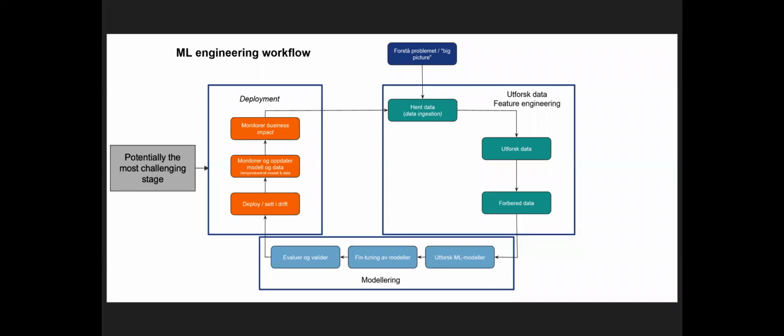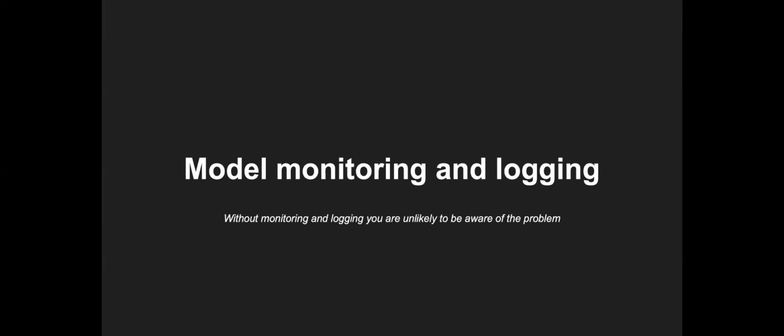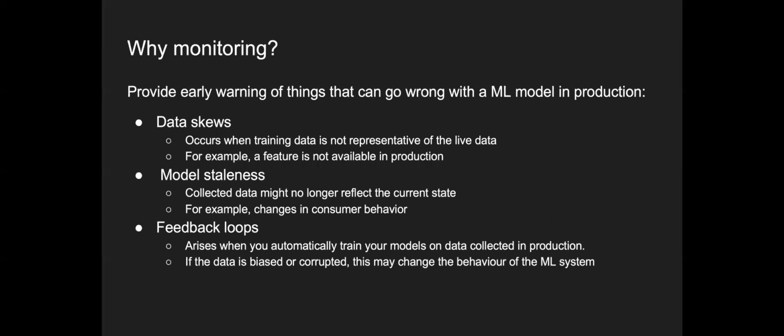Okay, so now we have looked at the deployment part. Let's say that we put our model into production. The next thing you have to do is to monitor and update your model. So, model monitoring and logging. Without this, you are unlikely to be aware of problems. Monitoring provides early warning of things that can go wrong while a machine learning model is in production. And there are multiple reasons why this can happen.